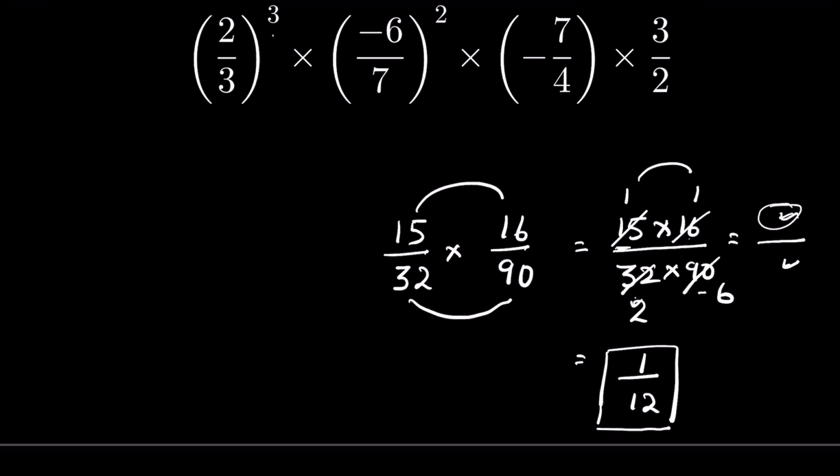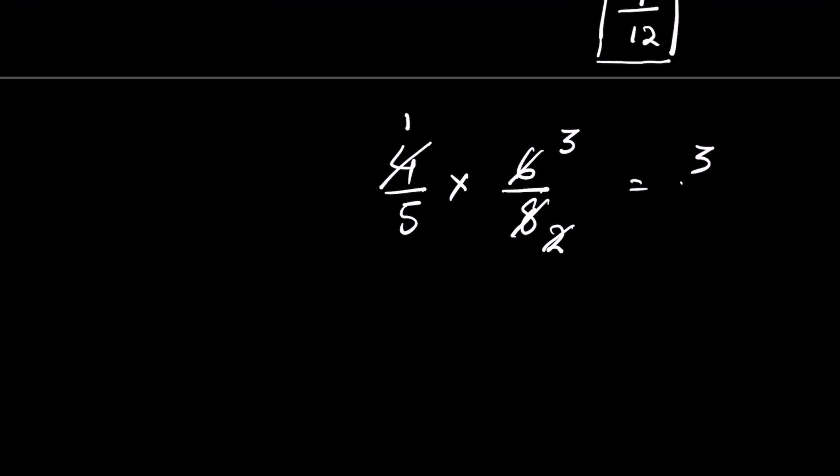We understood this part. Let's do one more example, such as if you have 4 upon 5 multiplied by 6 upon 8, what you can do? We can divide here only. 4 times 1 is 4, 4 times 2 is 8, and 2 times 3 is 6. And we can write 3 upon 5.